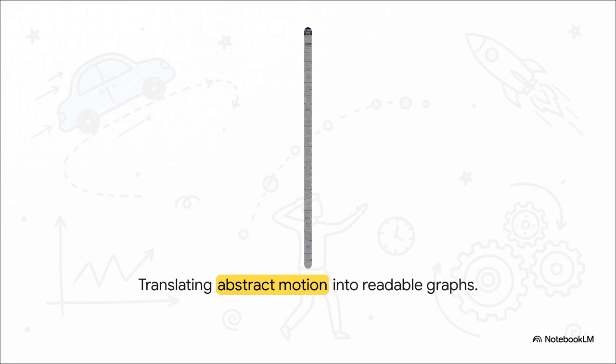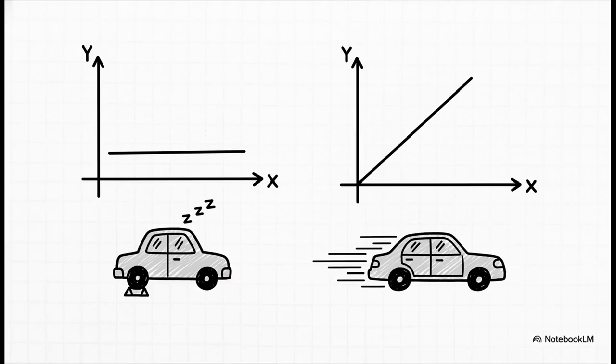By putting time on the bottom x-axis and either distance or velocity on the vertical y-axis, all that abstract movement we just talked about gets translated into a single clean line. You can literally look at the slope of these lines to immediately know if an object is moving steadily, standing still, or speeding up. Let's make those abstract lines real.